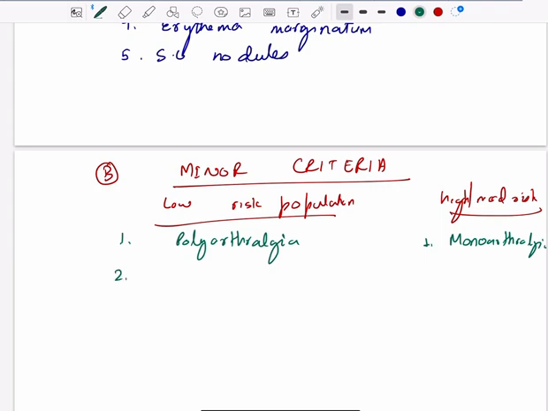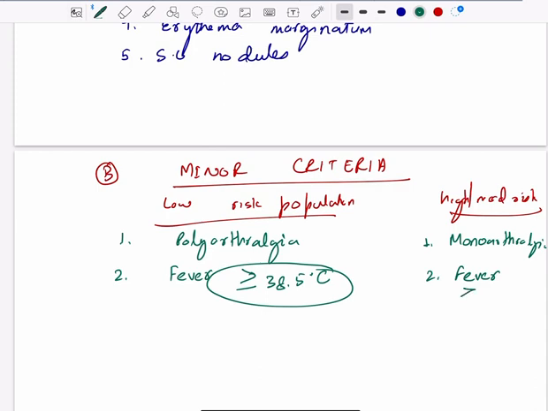Second is fever. As we know, it's an acute rheumatic, it's an infective disease. The patient can have fever, but here again the criteria differentiate between low risk and high risk. In low risk, the fever which they are taking is 38.5 degrees Celsius. However, in high and moderate risk, it is 38 degrees Celsius only. So 0.5 degrees Celsius difference between low risk and high risk population.